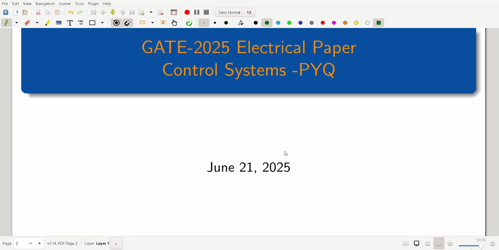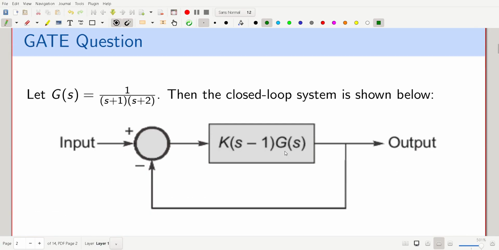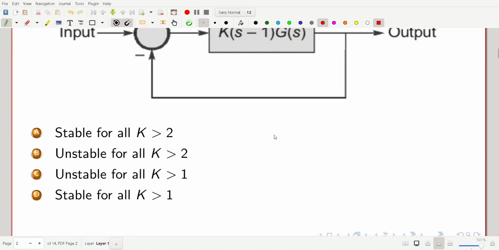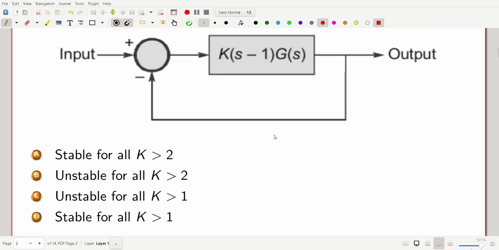All right, so let us read out the question they ask. They have given the transfer function G(s) equal to 1 by (s plus 1)(s plus 2), and for the closed loop system we need to find out for what range of K the system is stable or unstable.